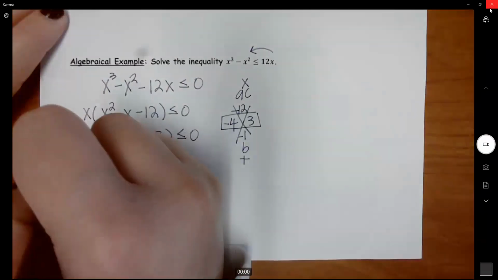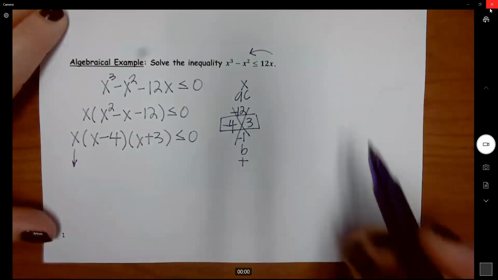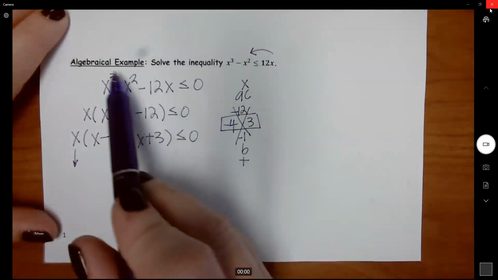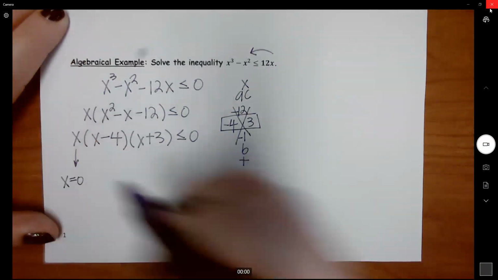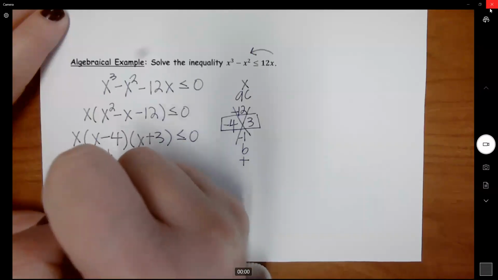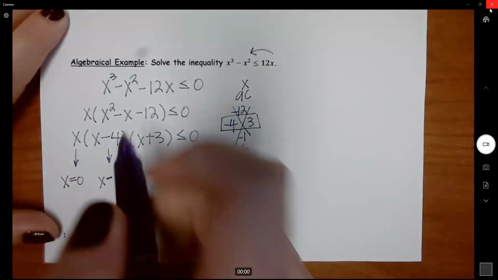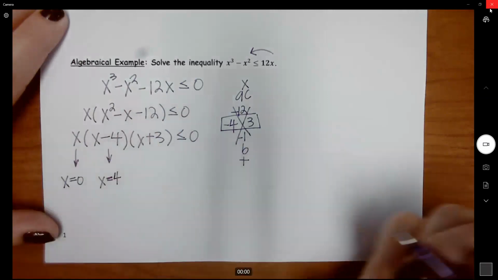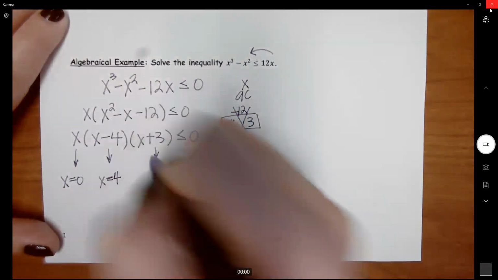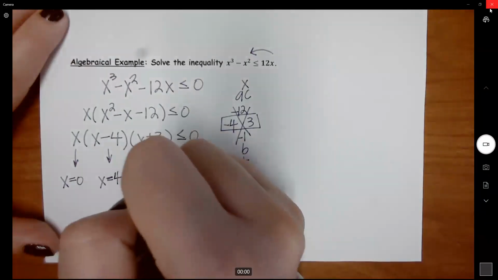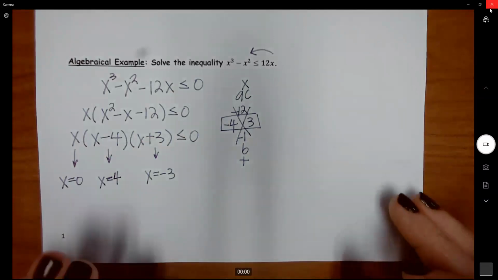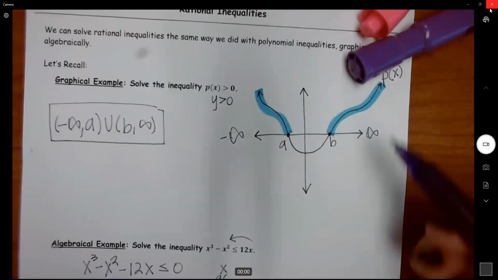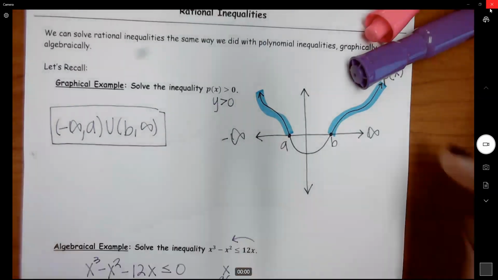And now I solve for my three x-intercepts. I know I have 3 because that's what my degree is here. So this first one is simply x equals 0. For this one, when I set x minus 4 equal to 0, you add your 4 over and you get x equals 4. And then you set this equal to 0, you subtract your 3 over, and we get x equals negative 3. Okay, so this gives me my points A and B. This gives me my x-intercepts here.